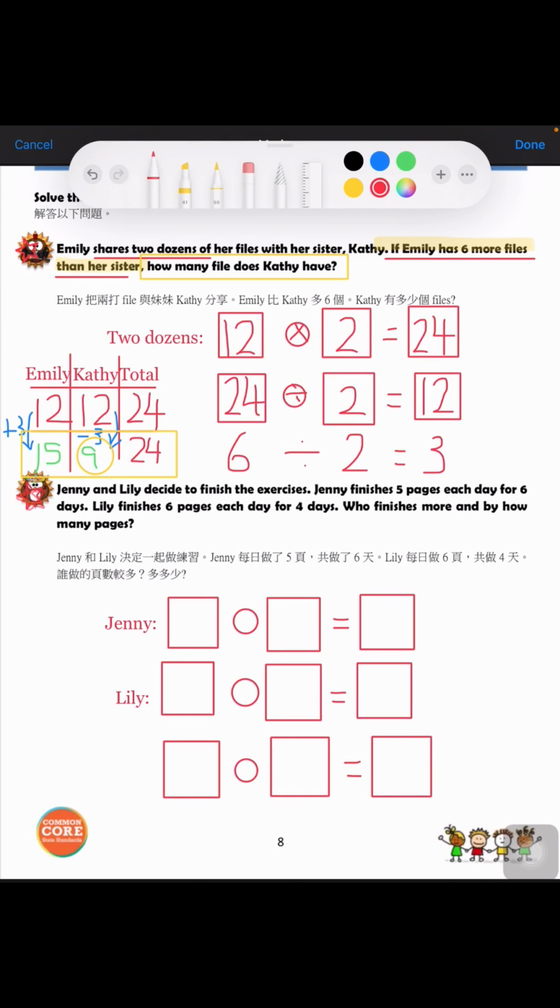Jenny and Lily decide to finish the exercise. Jenny finished 5 pages each day for 6 days. And Lily finished 6 pages each day for 4 days. Who finished more and by how many pages?